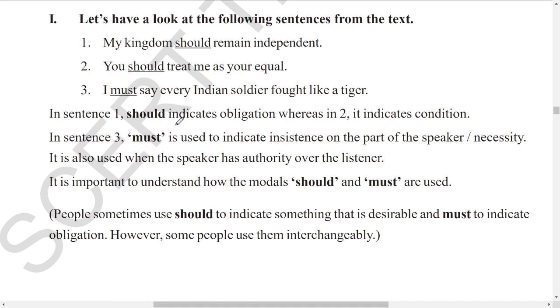So here in sentence one, should indicates obligation, whereas in the second it indicates condition. Next, in sentence 3, must is used to indicate insistence on the part of the speaker, or something that is necessary. Okay, it is also used when the speaker has authority over the listener. Must is also used when the speaker is in an authoritative position, and the listener is in an obedient, humble position.